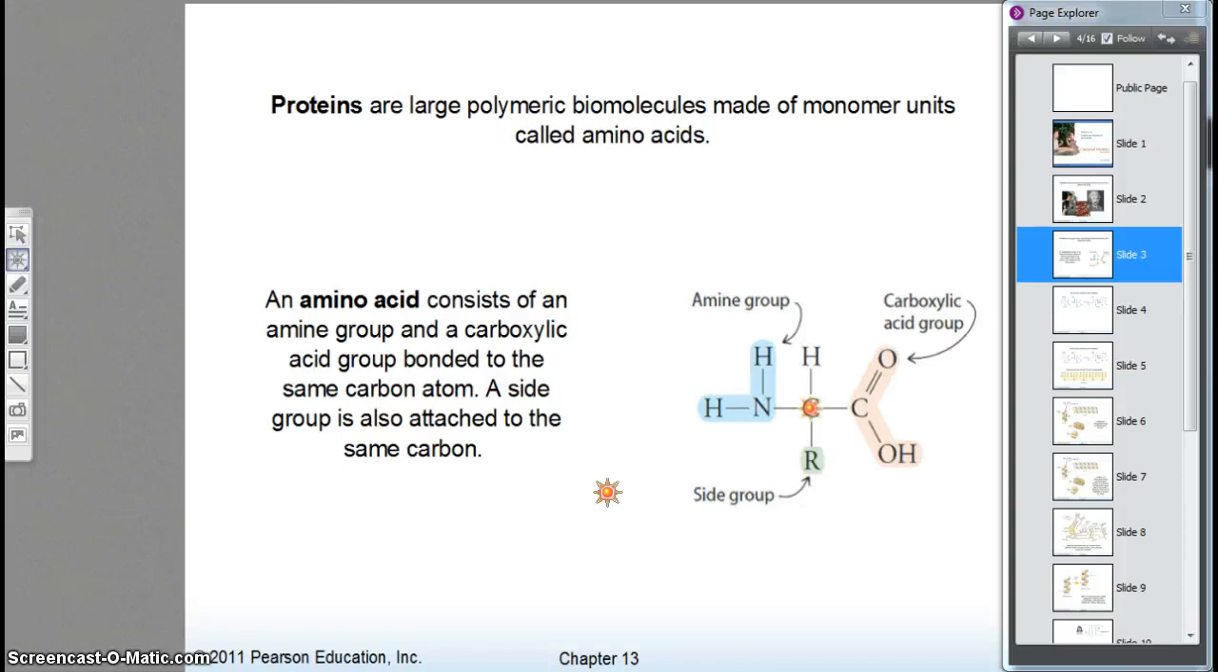If you turn to page 413 in your book, you can see the 20 amino acid blocks that all of our proteins are made from. The side groups are what distinguish the amino acids from each other, and that's what's represented here by an R. So that R just means it's some representative unit.